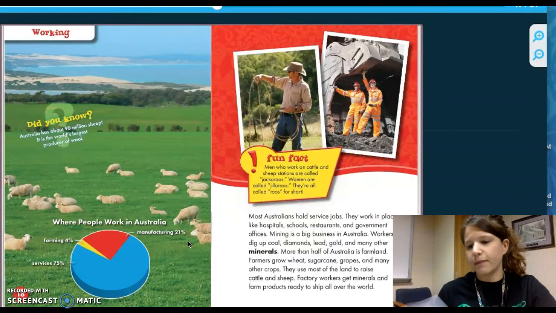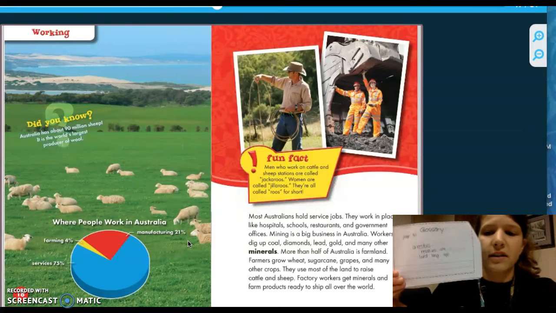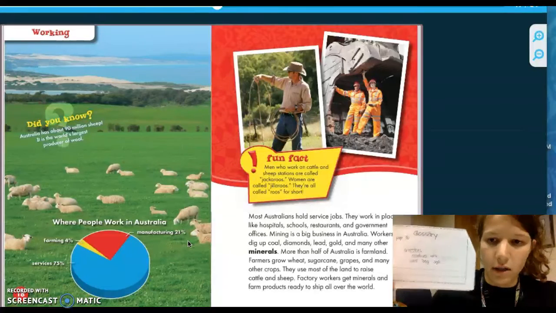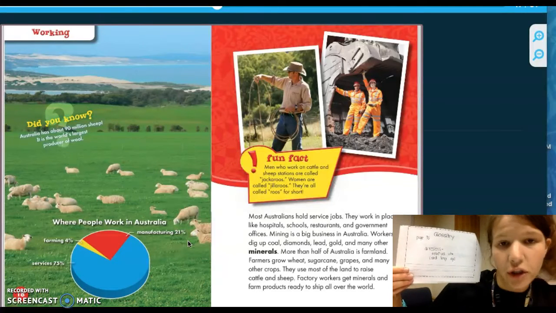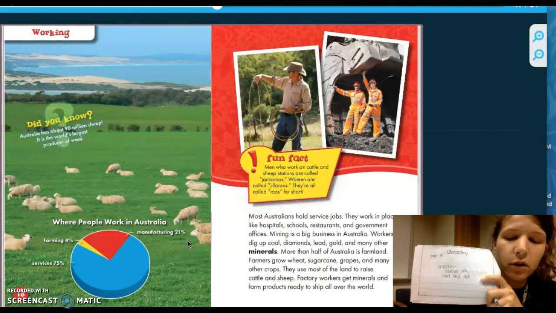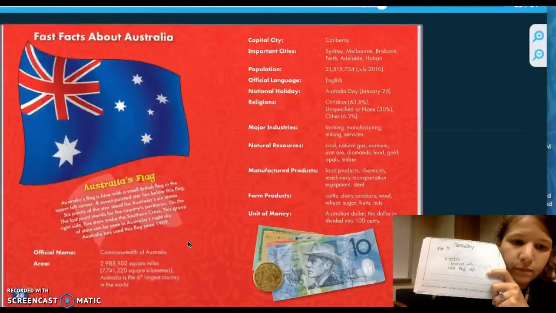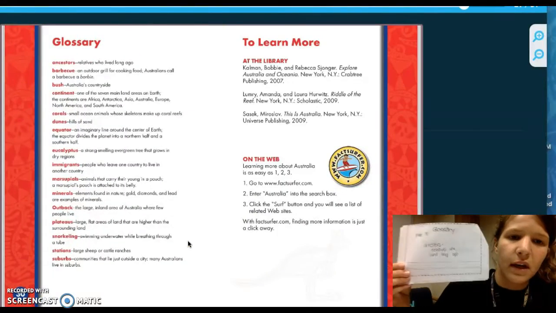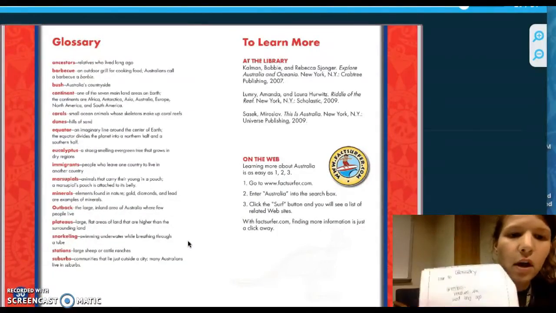Okay, next text feature is the glossary. The glossary will be found on page 30. So I'm going to go to 30. And as you will see, here's the glossary.